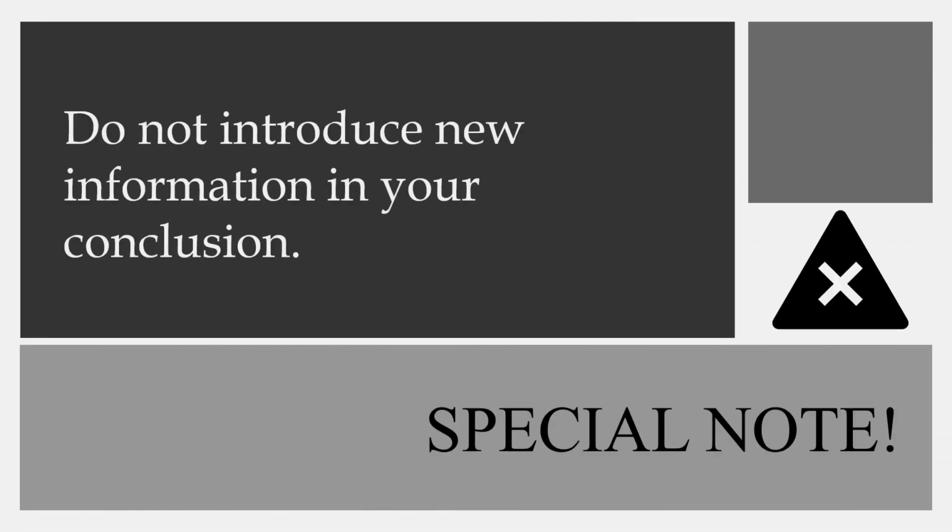Special note: do not add any new information or evidence in your conclusion. Any evidence that was central to proving your argument should have been introduced in the body paragraphs and should have been accompanied by effective and thorough analysis. If you introduce new evidence in your conclusion, it may confuse your reader or leave them with the impression that you are disorganized and do not know how to prioritize your information. For this reason, you only want to introduce evidence that you've already outlined throughout your paper.